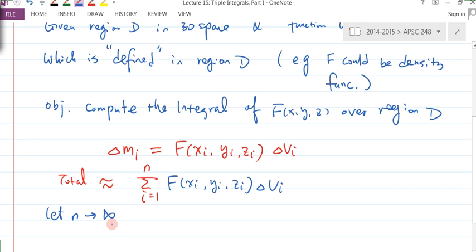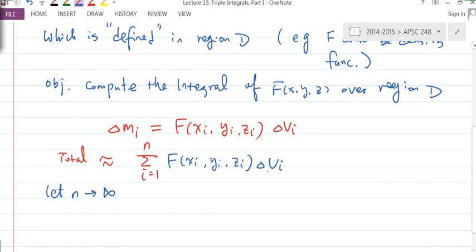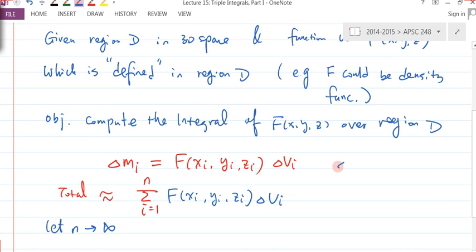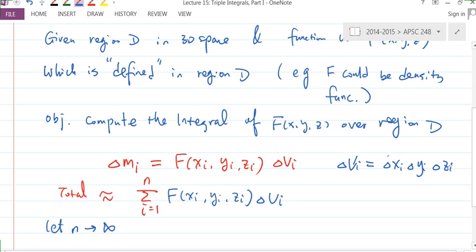So n goes to infinity, and what does that imply? This delta V here is the volume of this box. So basically, delta Vi is the box. The volume is the base area times the height. So basically, it's delta Xi, delta Yi, and delta Zi, right? The three sides of the box multiplied together give you the small volume of the box.